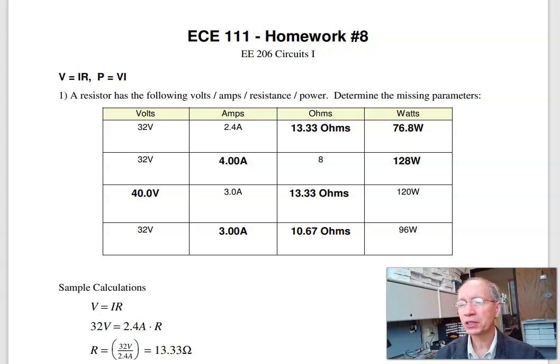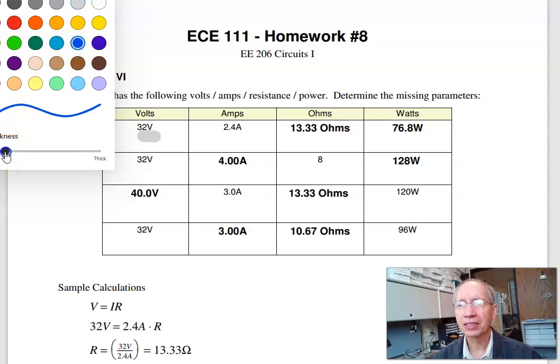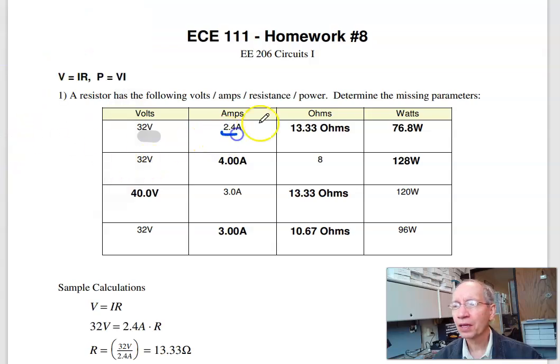The basic equations for electrical computer engineering are V equals IR, voltage is current times resistance, and power is volts times amps. So given any two terms, you can find the rest. For example, if I know I have 32 volts, 2.4 amps, then volts divided by amps gives you resistance, 13.3 ohms. Volts times amps is power, 76 watts.